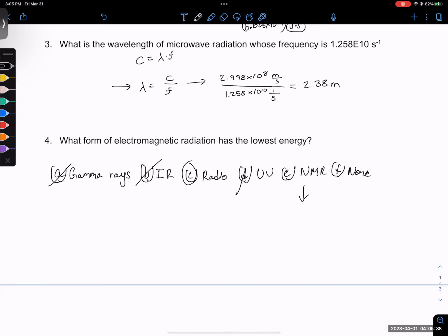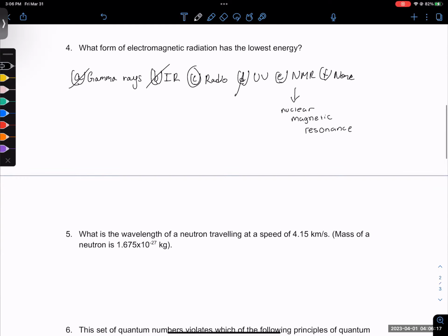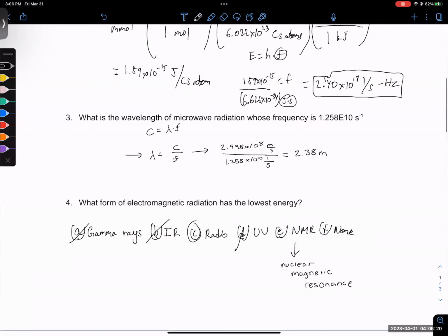NMR is something you will learn in organic chemistry. It stands for nuclear magnetic resonance. And it's basically a way you can determine the structure of any organic molecule, anything that doesn't have metals. And if you're really fancy and you got a crystal, you can use X-ray crystallography, which is what Dr. Armand does. All right. Are there any questions on 3 or 4?